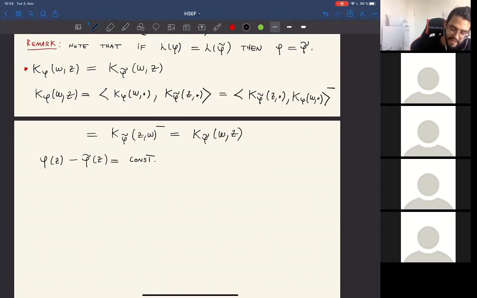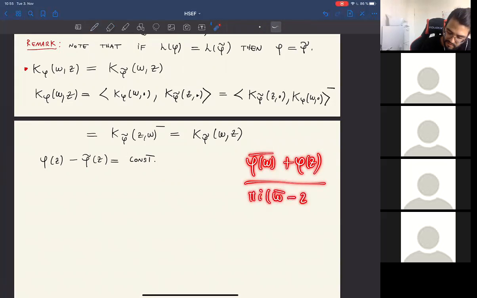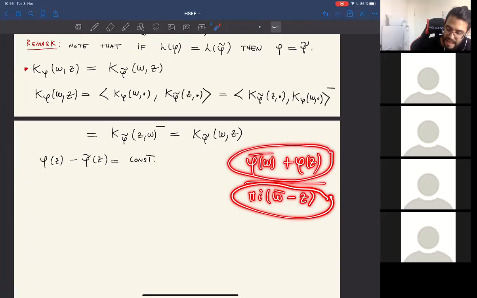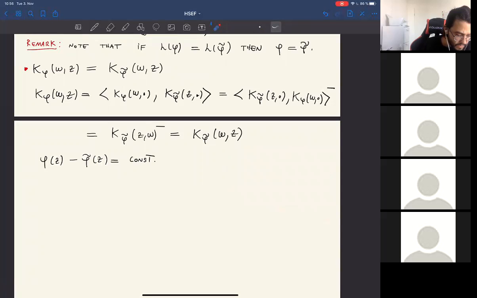Okay, because they have phi tilde, so this is like phi w bar plus phi z divided by pi I w bar minus z. But this part here I can always cancel by this identity we just derived for the kernels, and then you just have this thing here, but then you just select one w, say I, and then you see that the difference must be a constant. It's simple to see.